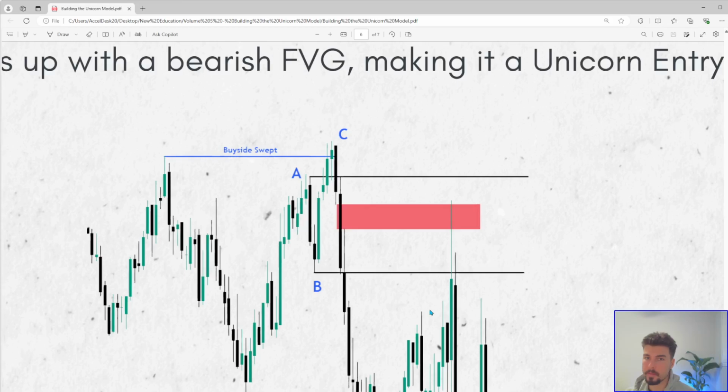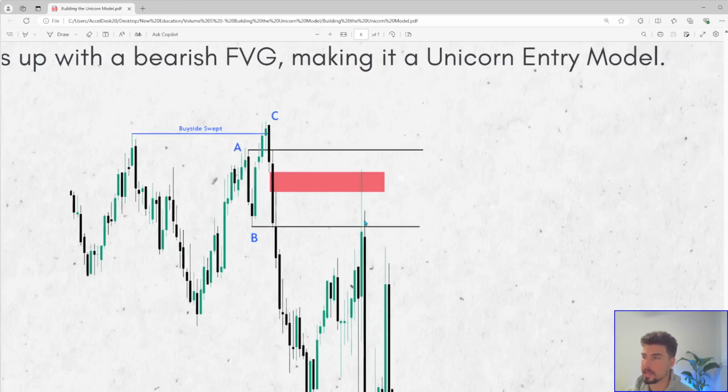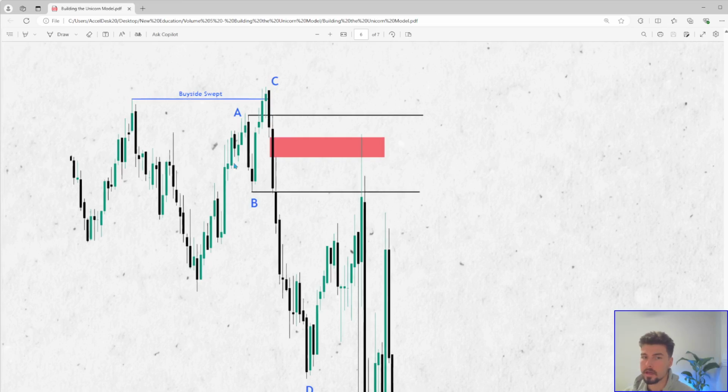market structure shift. So what I've marked out here is a similar kind of pattern. I've marked out A, B, C, and D. A is a high, B is a low.